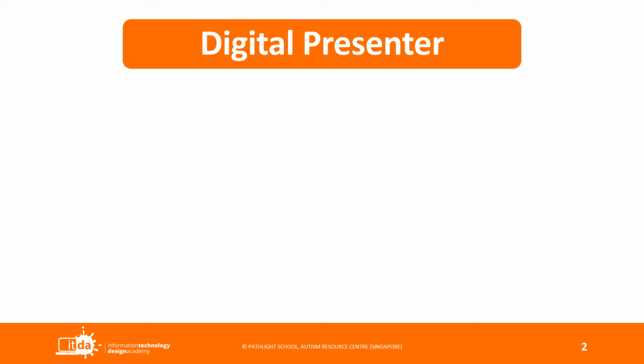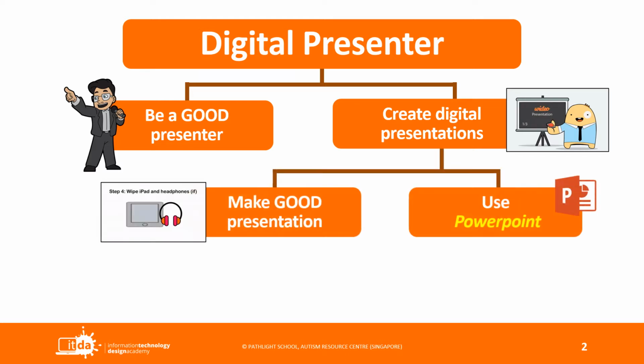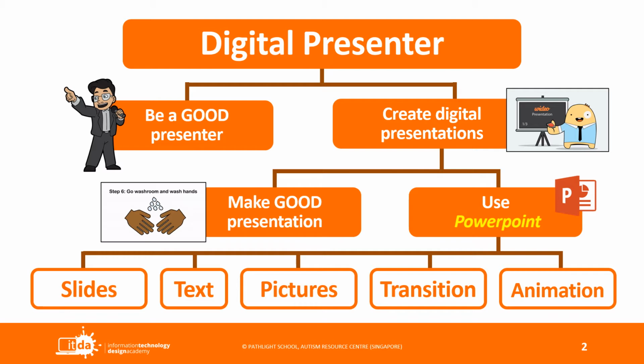Now in this entire course, we learned two very big things. Firstly, how to be a good presenter and how we can make digital presentations. Now, we learned a bit more about digital presentations. We learned how we can all make good ones. And of course, the technical skills, how we can use PowerPoint. So on PowerPoint, we learned a few very important tools we can use to make a great presentation. We learned how to use slides. We learned about text. We learned about adding pictures, adding transition effects, as well as animation.